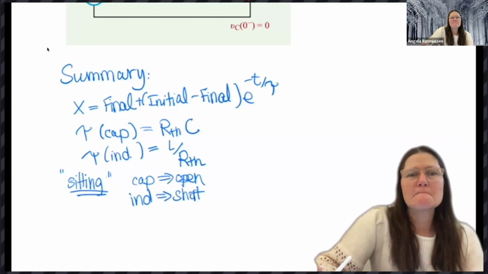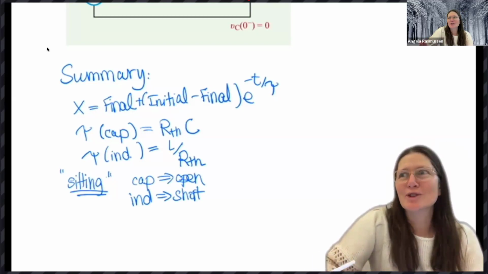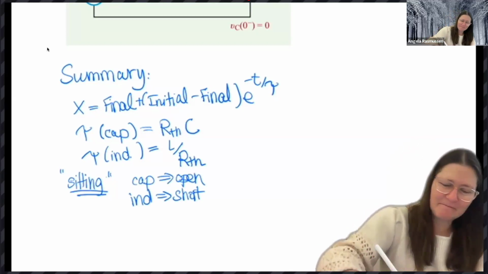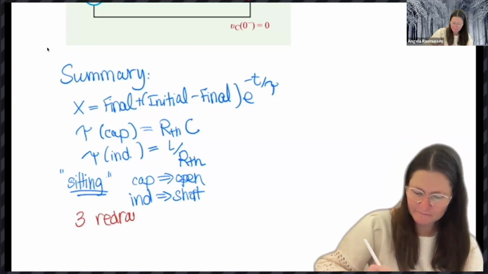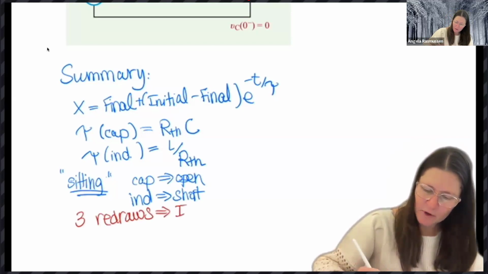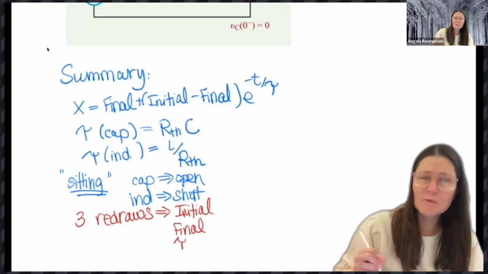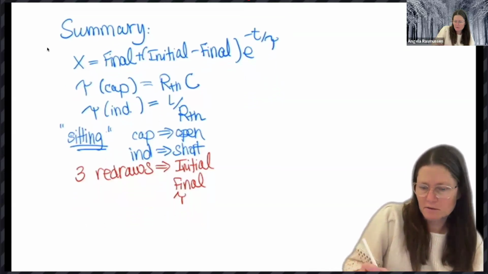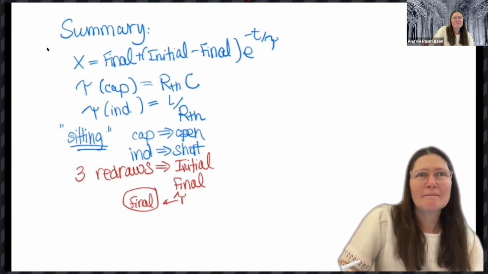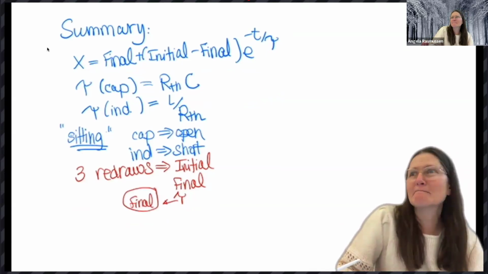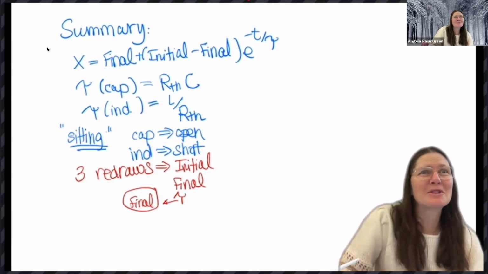Other comments about RC? How many times do you need to redraw the circuit? Three redraws: one for initial, one for final, and one for tau. What position does tau need to be in? Final, correct. Any other comments? Are you feeling comfortable with RC and RL? Comfortable enough at this stage.